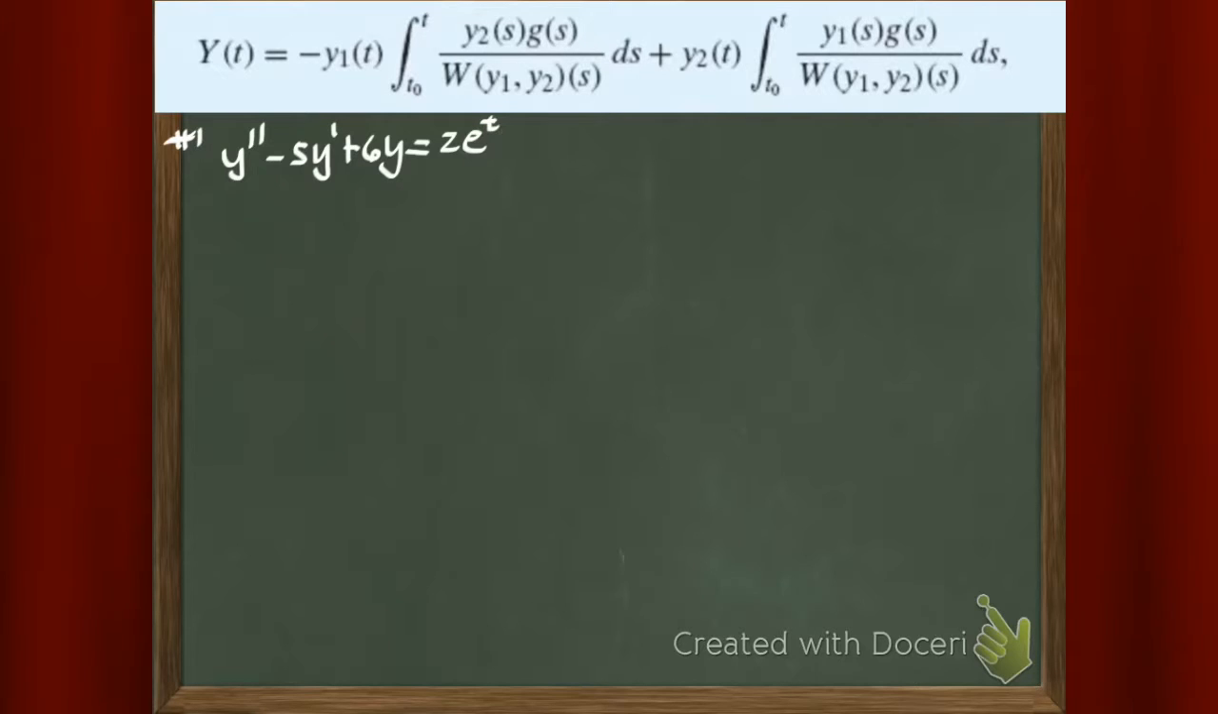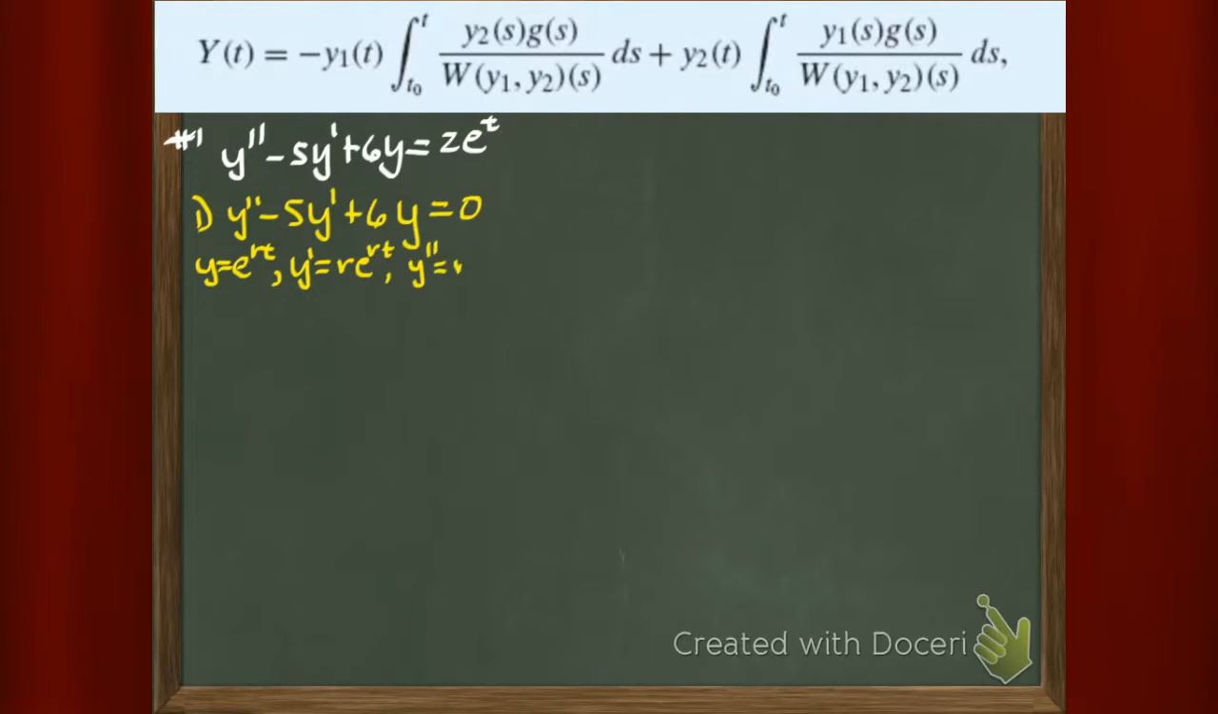We need to get our characteristic part so that I can find my y1 and my y2. Alright, so I pretend it's homogeneous. Then I assume y is e to the rt. I get my derivatives, I stick it where they go, and then I pull out my e to the rt, and we find that our characteristic equation is r squared minus 5r plus 6, and that's going to be equal to 0. We're making a whole lot of assumptions here.